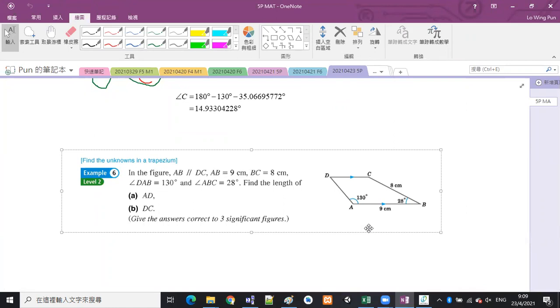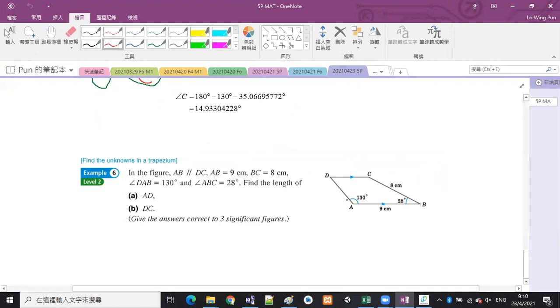In the figure, AB is parallel to BC, and AB is 9 cm, BC is 8 cm, angle EAB is 130 degrees, ABC is 28 degrees. And that is good because every information described in the question is already marked in the diagram. Okay, so we don't need to mark the information ourselves. Okay, therefore, if all the information is already marked in diagram, then we can just focus on diagram and forget about the segments here. Okay, the question asks to find the length of AD in part A.